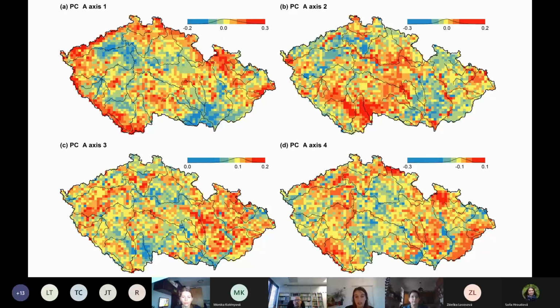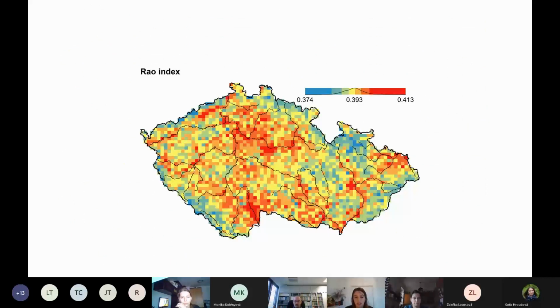And here are the maps again. As I told you, for the first 2 axes, accounting for the phylogeny didn't change much. And here we have axis 3 and axis 4. And here is the functional diversity Rao index, showing that in these regions we have smaller diversities, and in this central area or these river basins we have higher diversity.